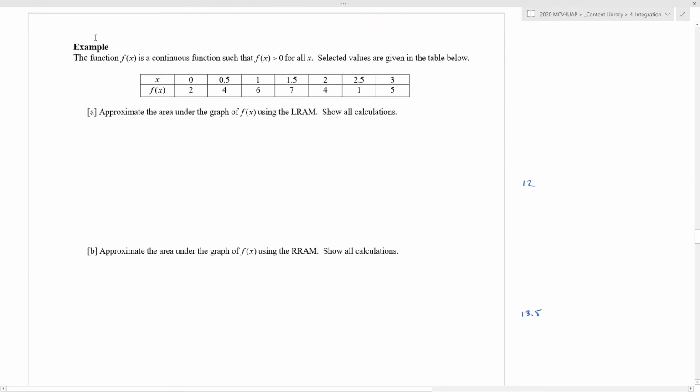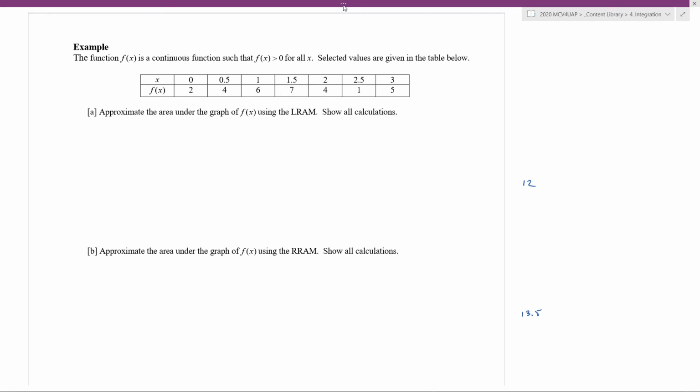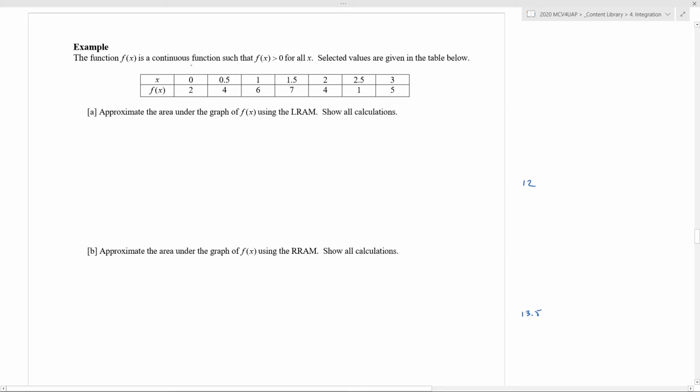Okay, next one. Again, another example with a table of values. This time, again, the partition is uniform. In other words, the difference between... So you form a rectangle with each adjacent point, but you can see that the widths are all the same. It's uniform. So we can say that W is equal to 0.5, right? It's exactly the same for every rectangle.